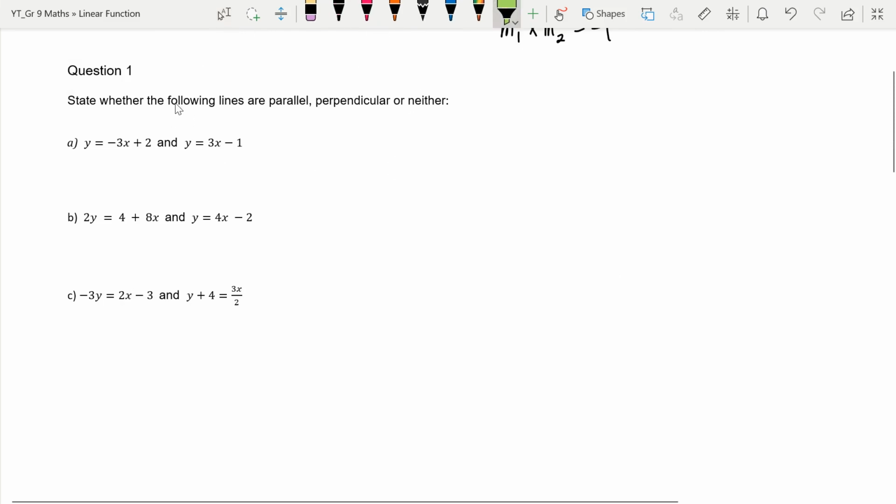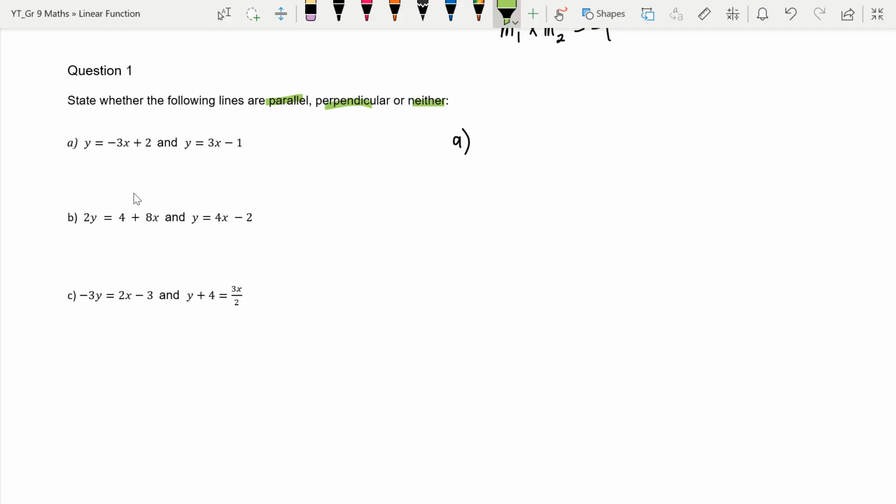It says, state whether the following lines are parallel, perpendicular, or neither. Let's look at A. We've got 2 straight lines. This one is in its standard form, and the other one is also in its standard form. So I don't really have to write them over. Let's just work with what we've got over there.